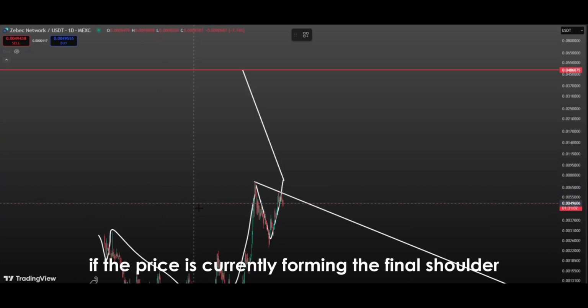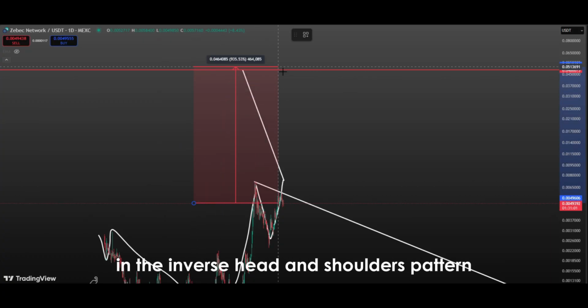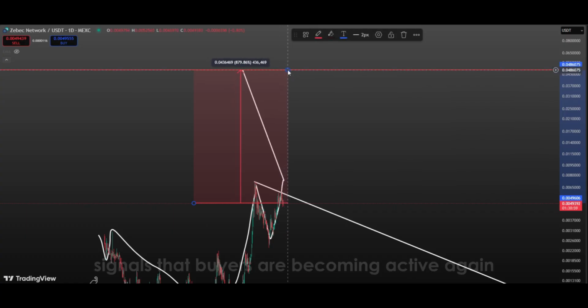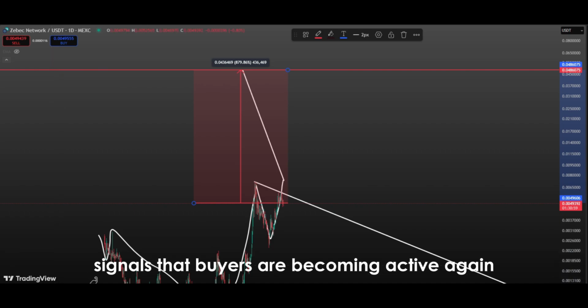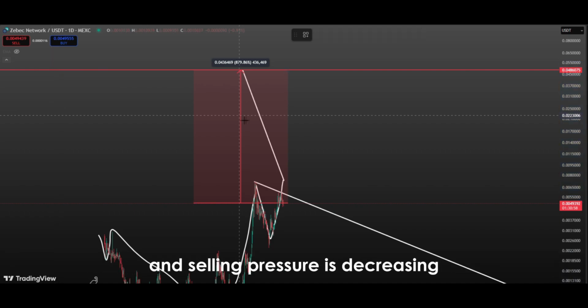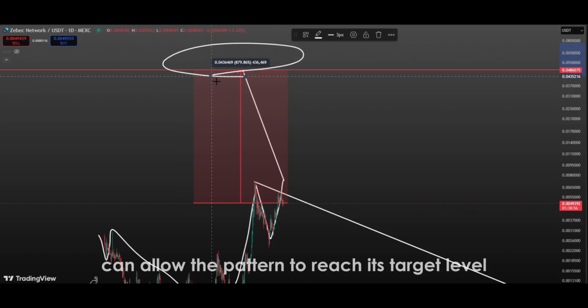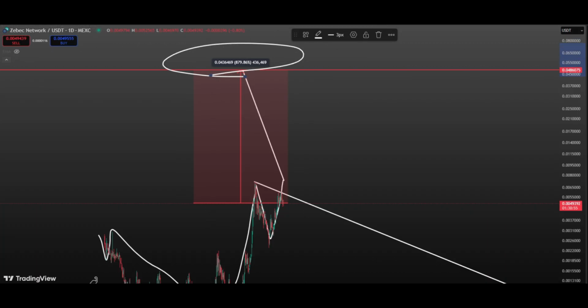If the price is currently forming the final shoulder in the inverse head and shoulders pattern, this is a critical period. The final shoulder signals that buyers are becoming active again and selling pressure is decreasing. Completion of this final shoulder, followed by an upward move, can allow the pattern to reach its target level.